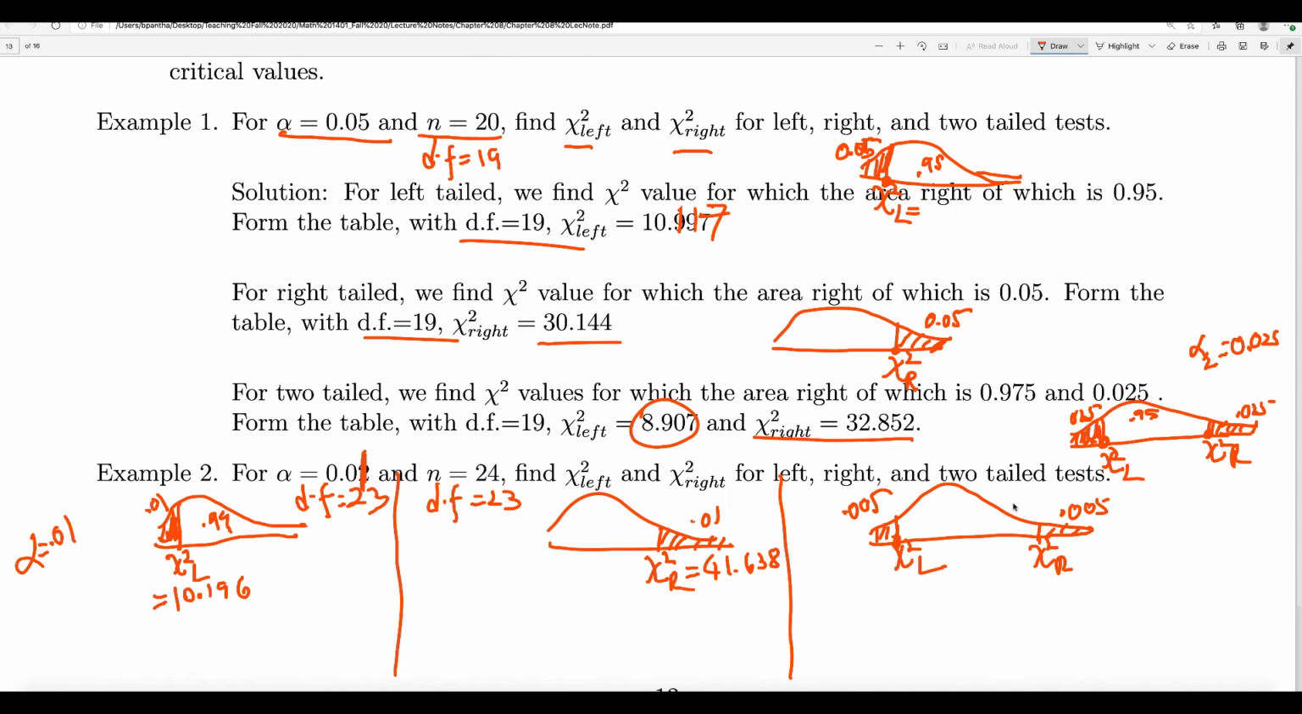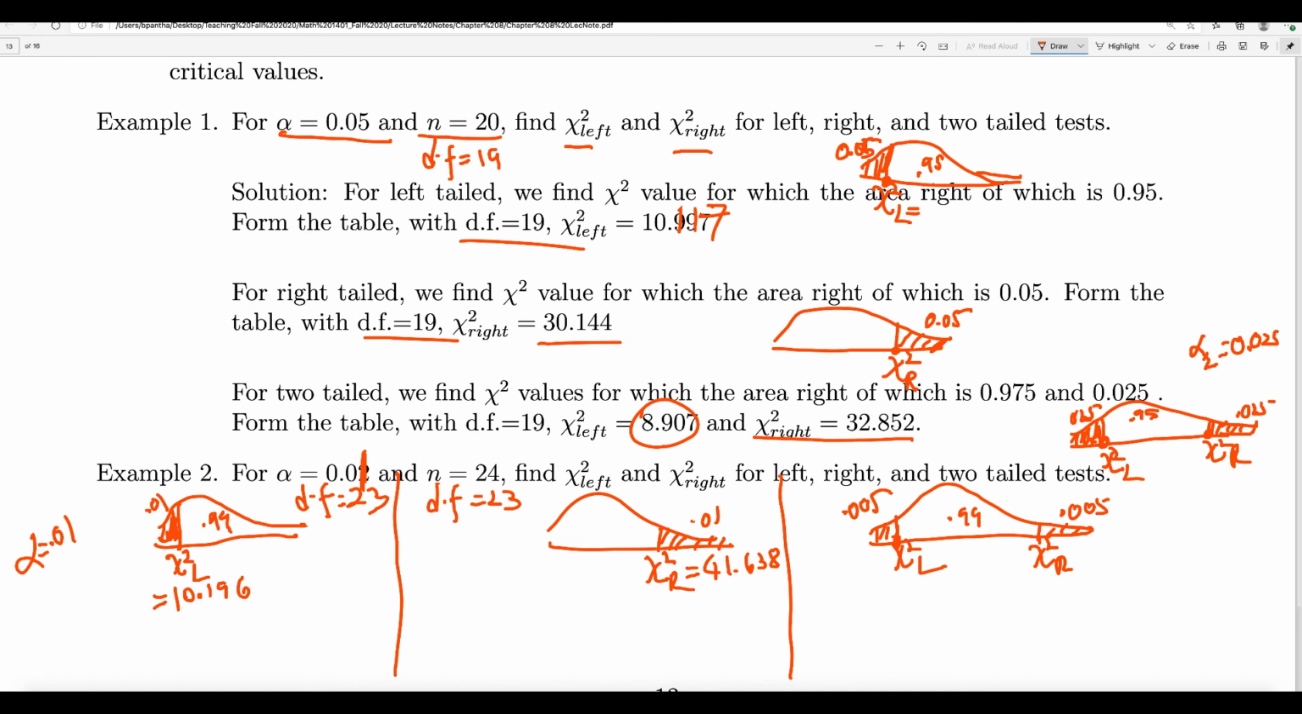And for chi-square left, the total is 100%. The outside shaded region is 1%. So 99% in the middle, and 0.5% on the right, so the right area is 0.995. This is 99%. This is 0.5%, which is 0.005. So 99% plus 0.5% will be 99.5% for chi-square left.